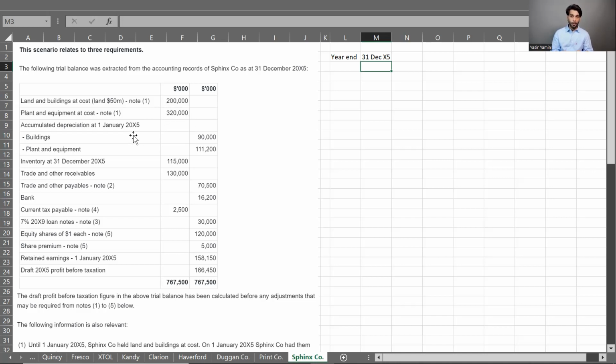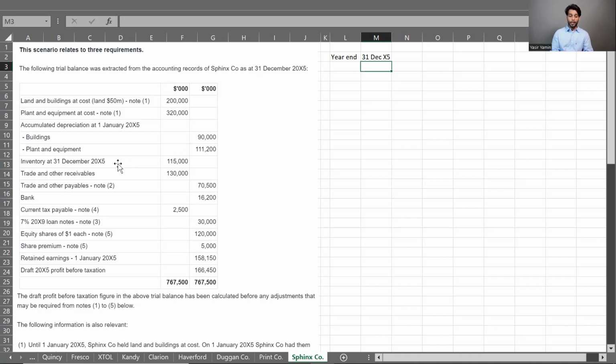Then your examiner has provided you some accumulated depreciation at the start of the year, which is 1st January X5. Buildings have an accumulated depreciation of 90,000 till now, whereas plant and equipment has an accumulated depreciation of 111,200. All right. This is fairly obvious: land is not depreciated. That is why you have only been given the building's accumulated depreciation of 90,000. That's the understanding part of it.